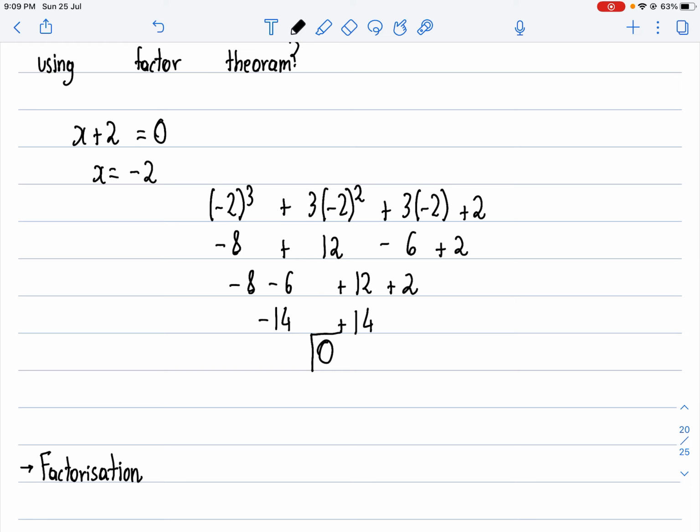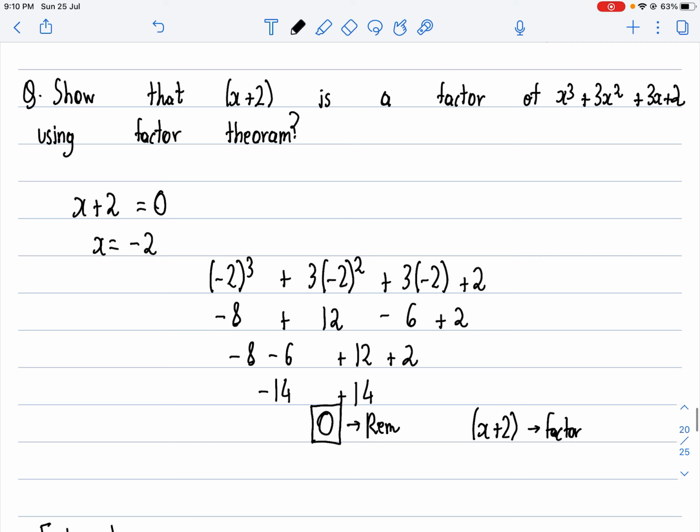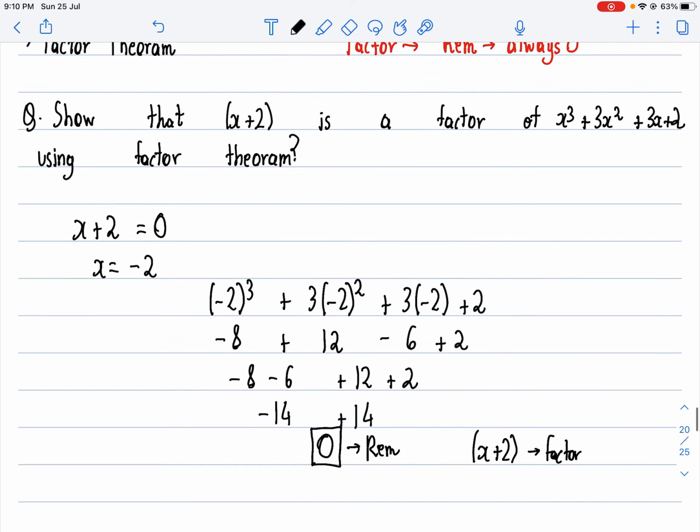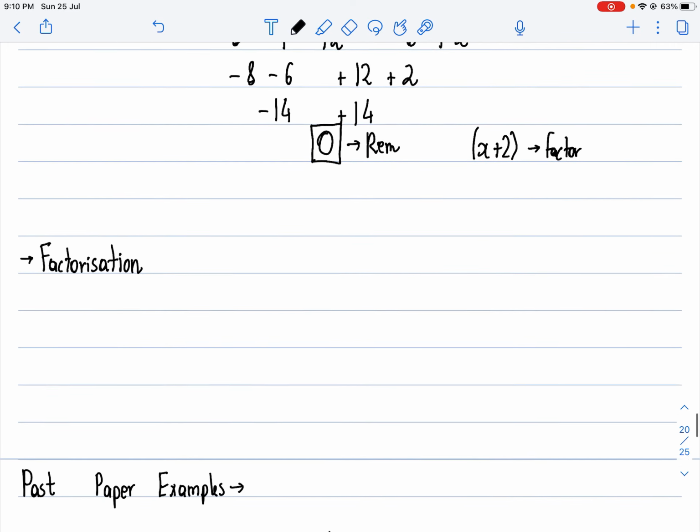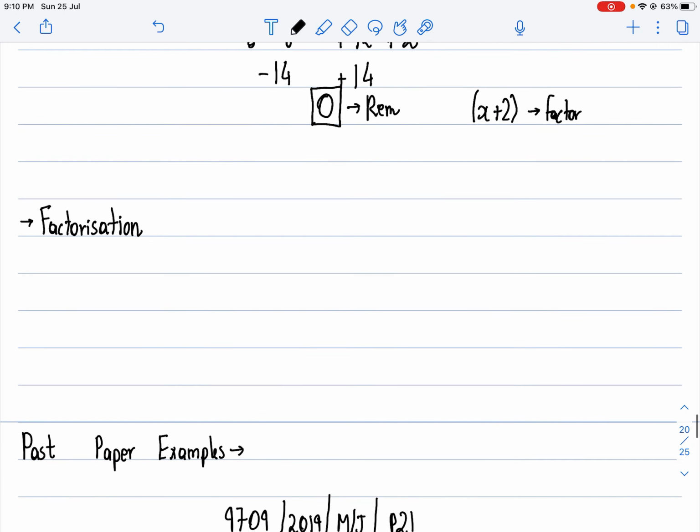That means the 0 here is my remainder, and if 0 is my remainder, that means x plus 2, which I had, is a factor. Got it? This is basically the factor theorem. Really simple, really similar to the remainder theorem. Okay, simple. So now let's do the concept of factorization.